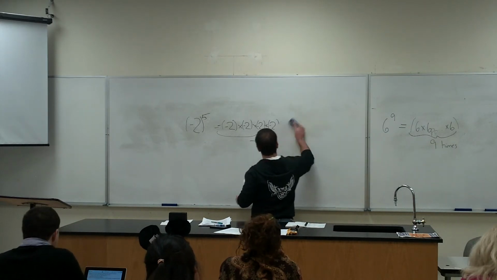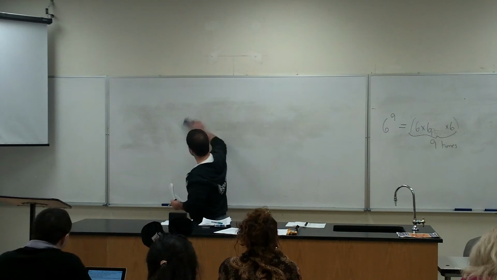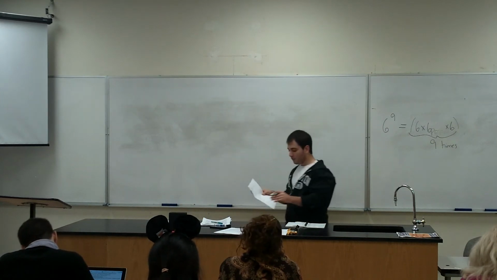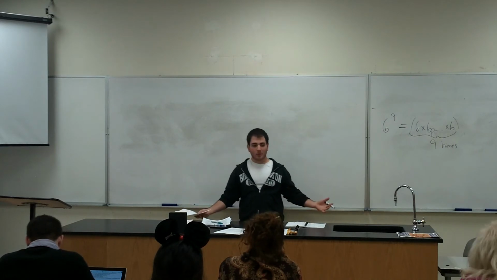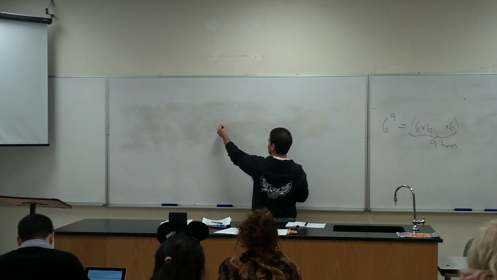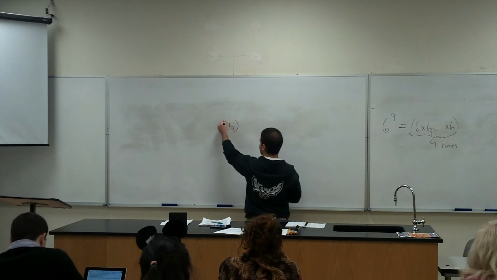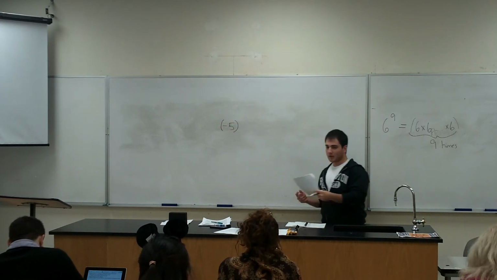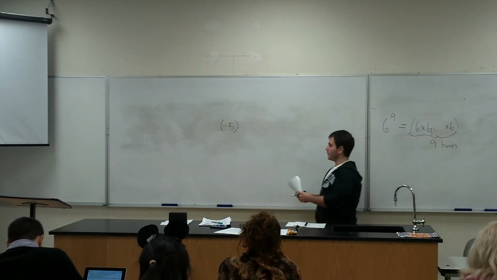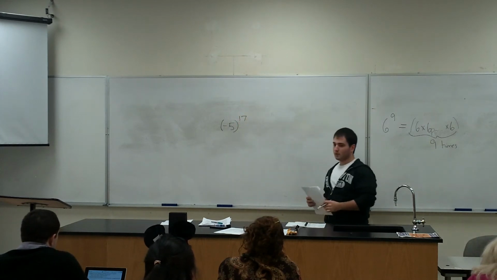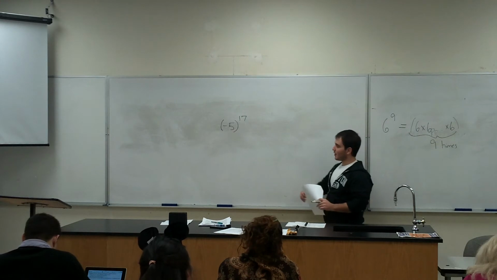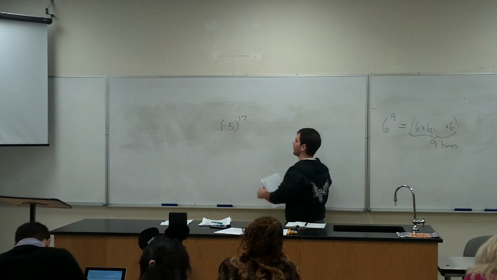Okay, so let's do an example. Now, sometimes things can be extreme, sometimes they can be small. If we have -5, 17 times, let's first, what is our base? Negative 5. Okay, -5 is our base. And what does that make our power? 17. Okay, now what do we know about the number 17? It's odd. Okay, so what does that mean about our product? It's going to be negative. Okay.